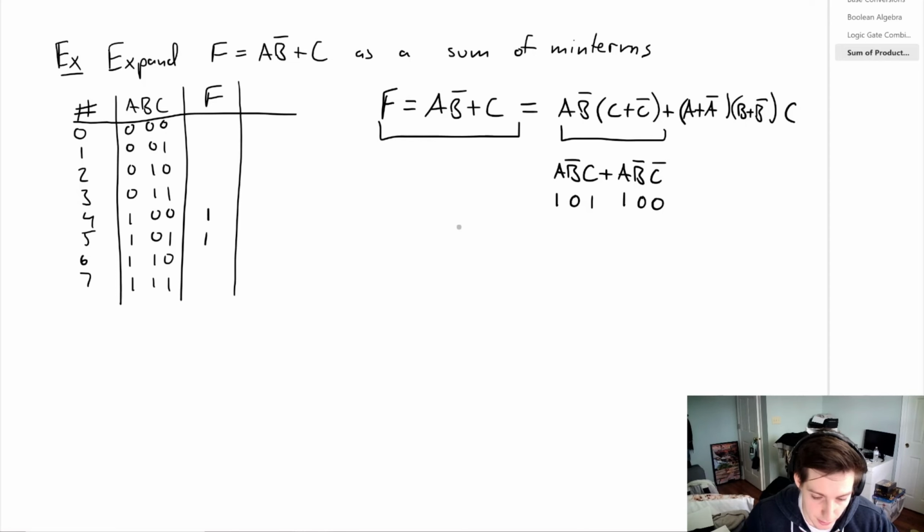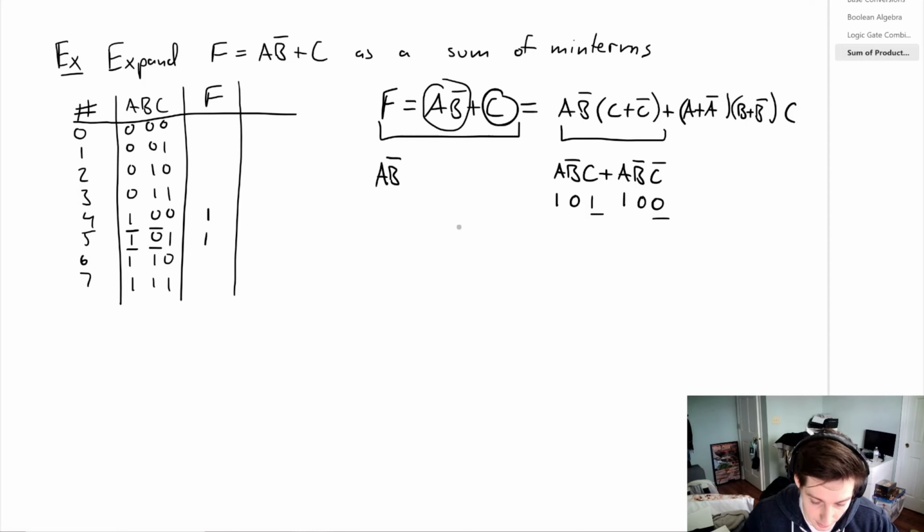But let's intuitively look at this part of the function, a b bar. Notice that there is no c here right now. And from this, we can take away that the function does not care what c is if we have a b bar. No matter what c is, we're going to get a 1, as you can see from here. So what we can do is look at the truth table and simply look when a is 1 and b is 0. And look here, we get our 1s.